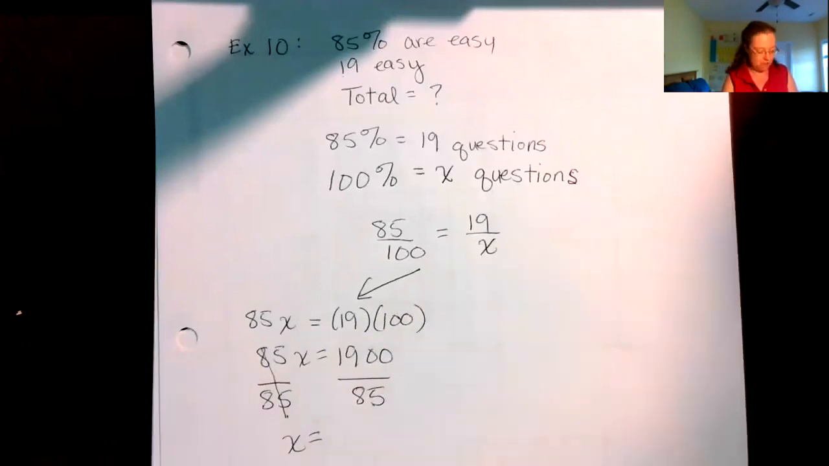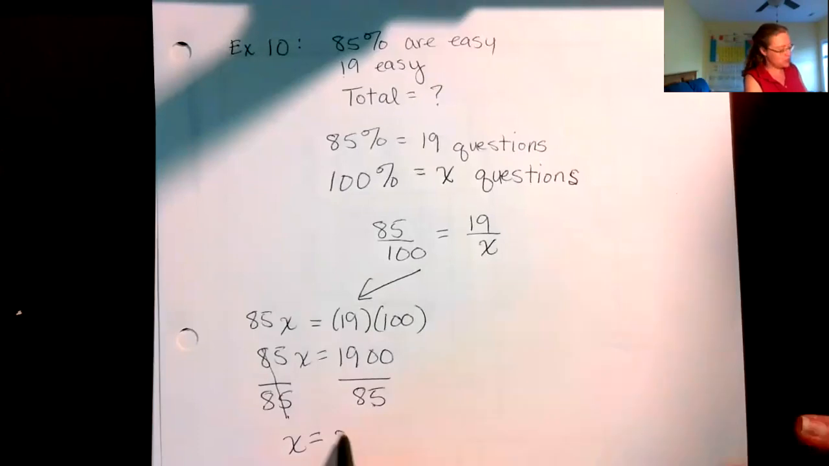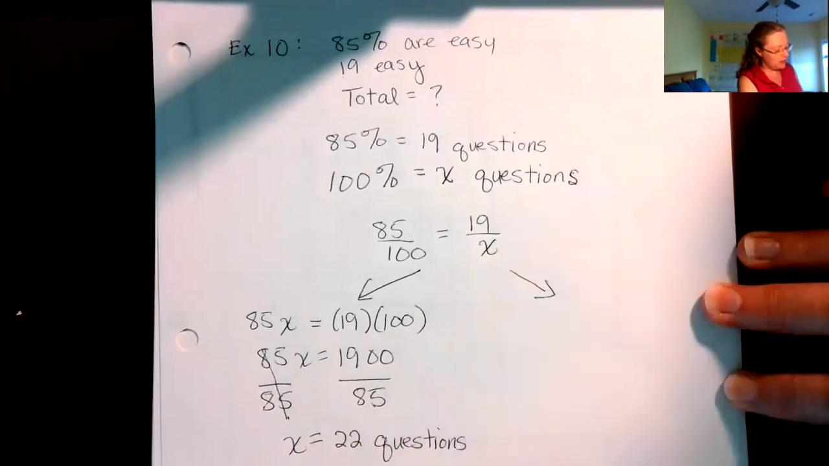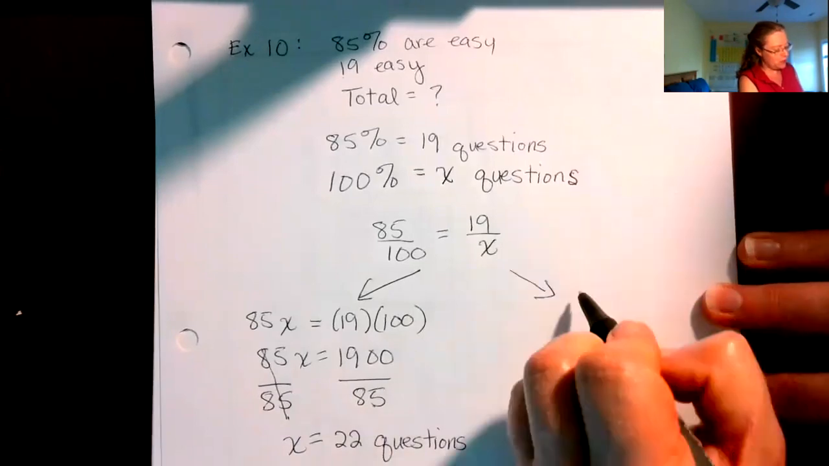1900 divided by 85, 22.4. Or, you know what, there's not going to be 0.4 questions. It's going to be 22 questions. Another way that we could have solved this would be to go ahead and say 85 divided by 100 is 0.85.